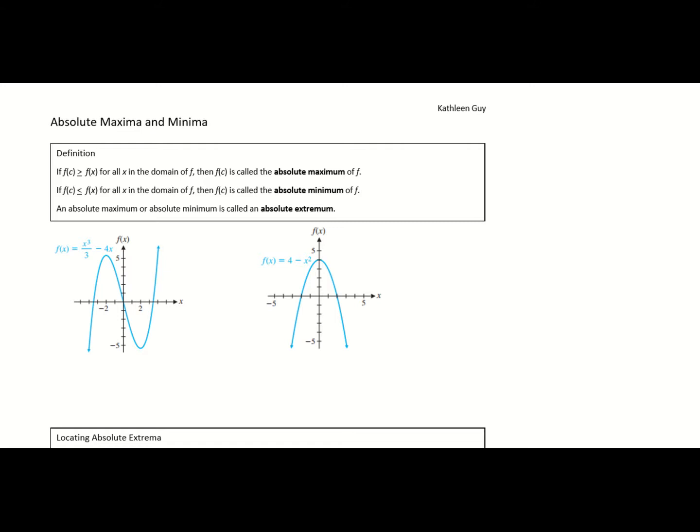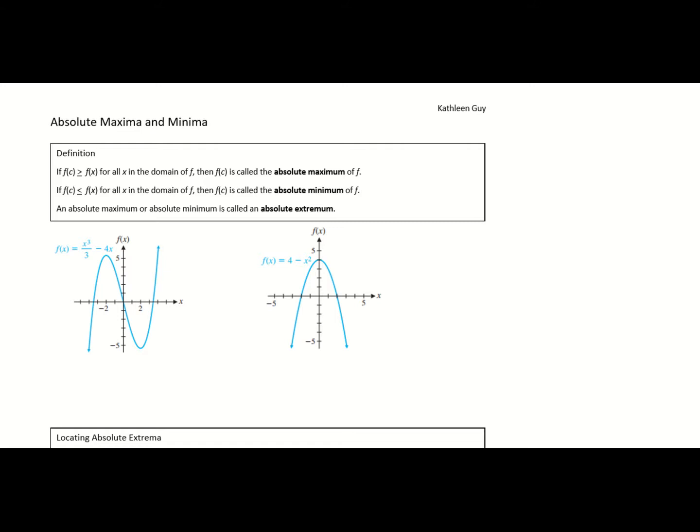Now, what's important to know is that infinities are not considered an absolute maximum or minimum. So you can never answer that infinity is your absolute maximum. So try to remember that. So let's take a look at two different scenarios here. So the first function we have is x cubed over 3 minus 4x. And so we want to take a look at if there's any y value that's smaller than any other y value, or there's a y value that's greater than any other y value.